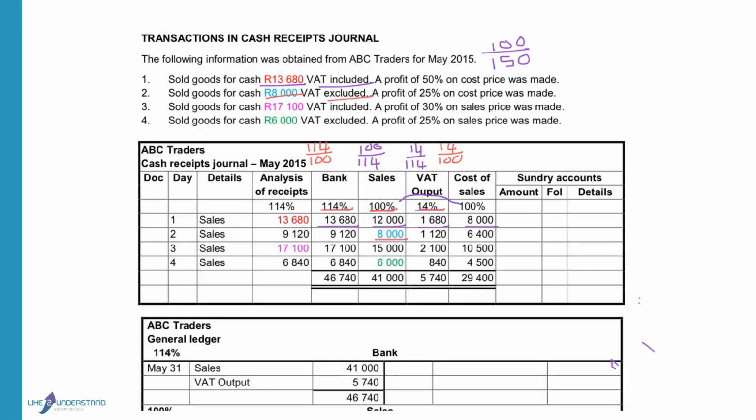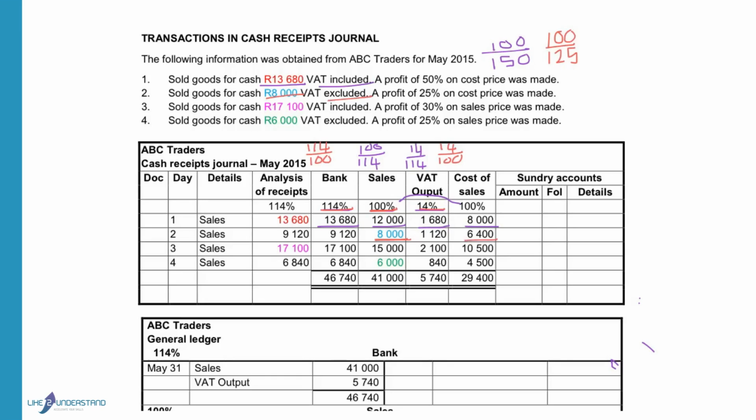A profit of 25% on cost price was made. So the cost price is 100, the sales price is 125. If we want to calculate the cost price, the one that we want is 100, the percentage that we know is 125, times the sales figure excluding the VAT, 8,000, and that will give me 6,400.